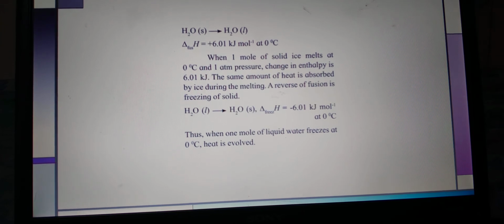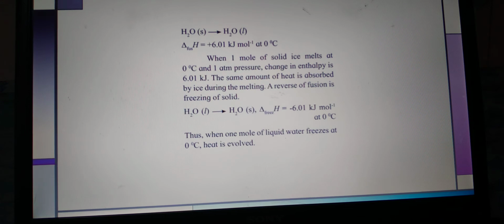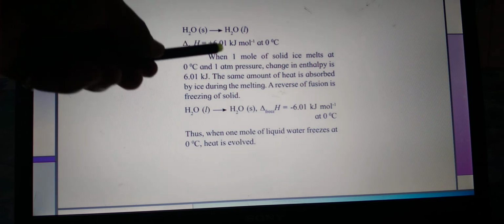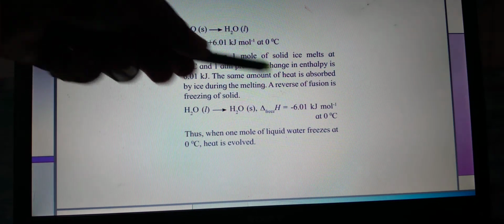And hence, for the reverse reaction, solid to liquid and liquid to solid, it is a reversible process. So the reverse of fusion is freezing of the liquid. Is it clear? The freezing of a liquid is accompanied by the evolution of heat. First there is absorption, and in the reverse reaction there is evolution of heat. Thus when 1 mole of liquid water freezes at 0 degree centigrade at 1 atmospheric pressure, the enthalpy change should show the negative sign. So there is a change in the sign also.